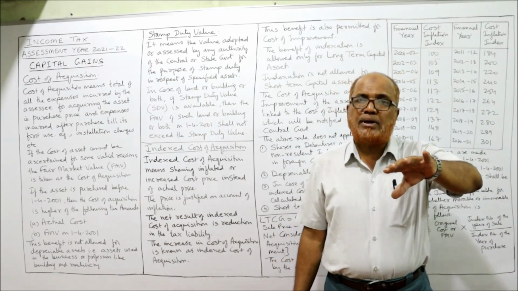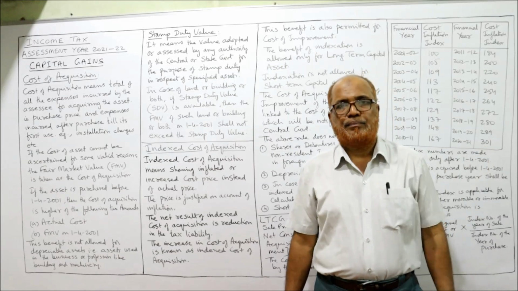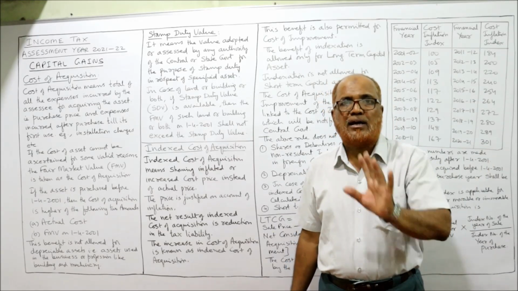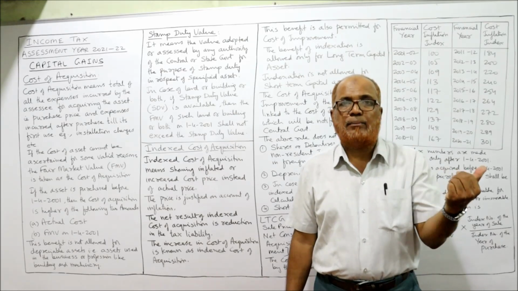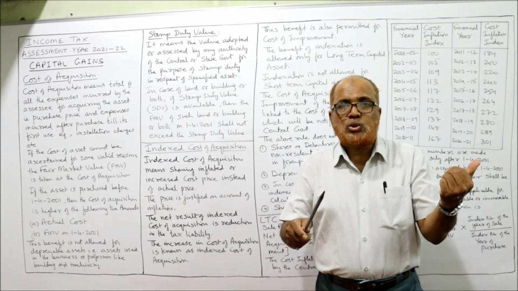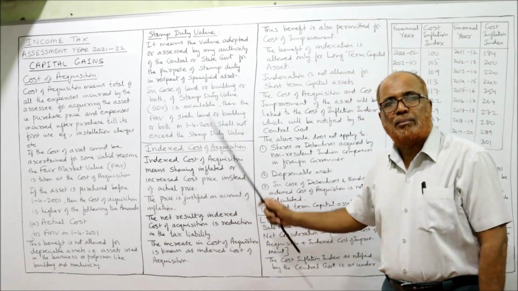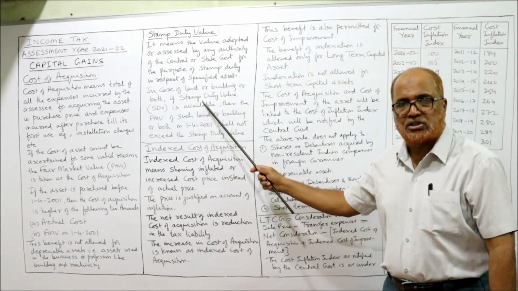Suppose the stamp duty value is 10 lakh, but the fair market value is 8 lakh. Now you can take 8 lakh only. Don't take the stamp duty value. That means the actual FMV should not exceed the stamp duty value. This point you have to remember while doing the problem. We'll come across this point.